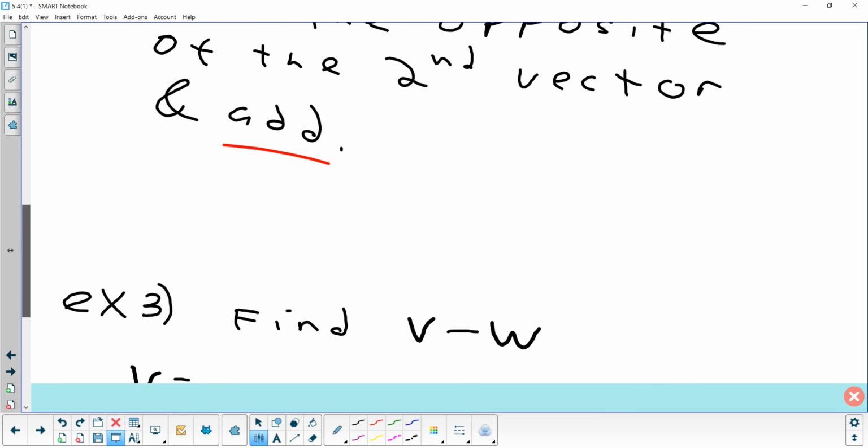Right? So I want to find v minus w. Can somebody tell me how would you think of v minus w as addition? V plus negative w. Yeah. So what I'm really going to have you do is this. Find the opposite of w by flipping it around, and then add it to v. That's how you're going to do v minus w.